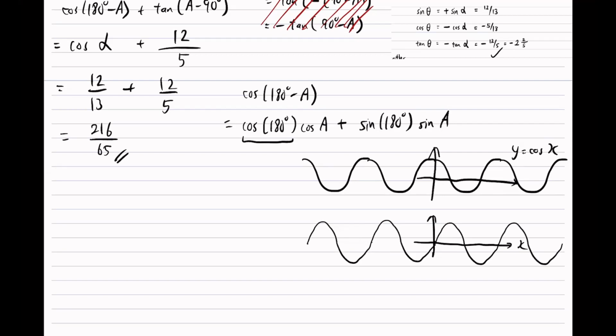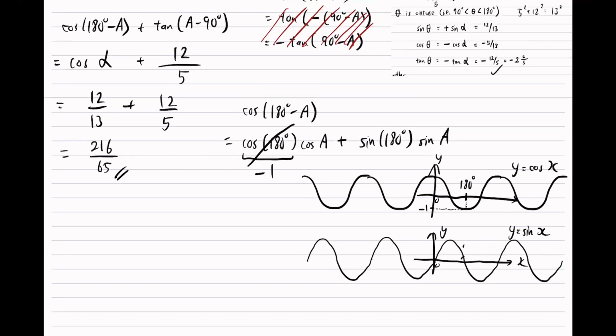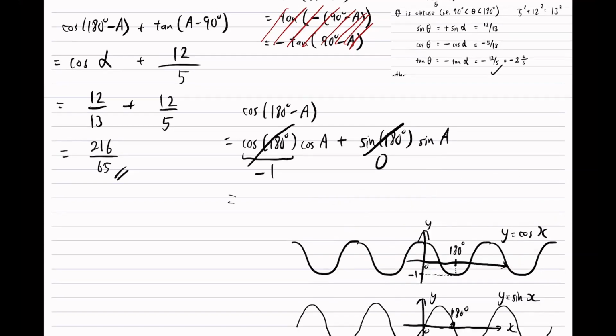Okay? And for cosine of 180 degrees, 180 degrees is actually here. You just have to read off the curve, and you realize that it's -1. So this can be -1. Likewise for sine 180 degrees, you just have to look at the sine curve. Sorry, I forgot to label. You just read off 180 degrees, and it happens to be here. The y coordinate is 0, so you can replace this with a 0. Then what you will get is -1 times cosine A plus 0 times sine A, which is just 0, which gives negative cos A.